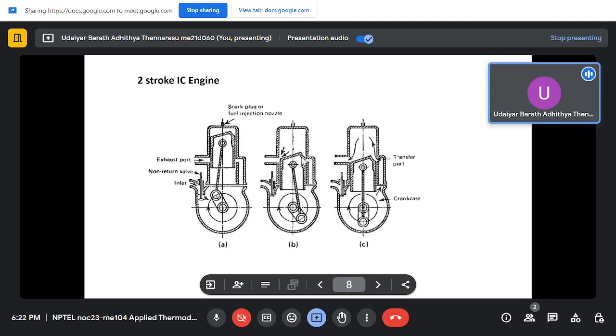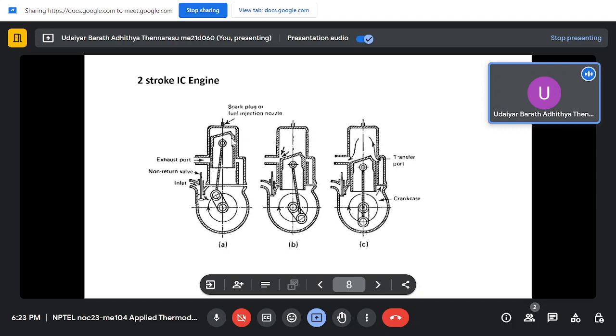Once the inlet port is open, the fuel-air mixture comes in. When the combustion is happening at the top, you can think of it as two cylinders: one at the top, one at the bottom. Once the compression is happening at the top, there is expansion at the bottom. The crankcase also takes part in the operation. The inlet port is open, so the fuel-air mixture comes in and will be at the bottom of the crankcase.